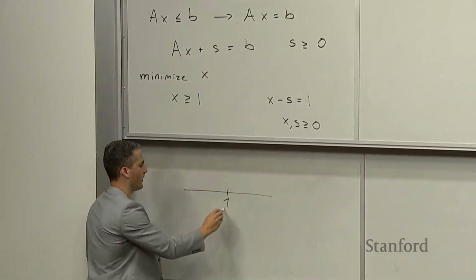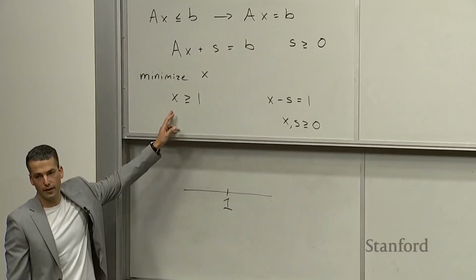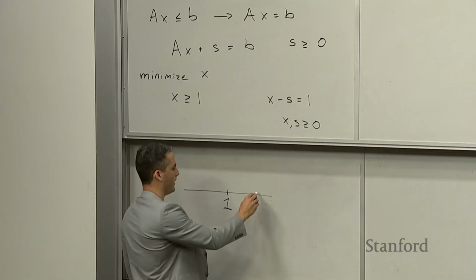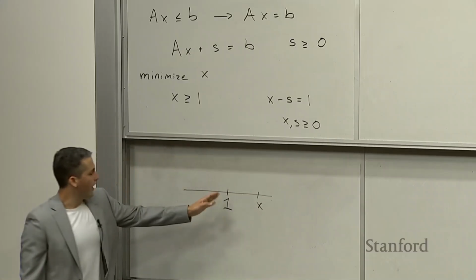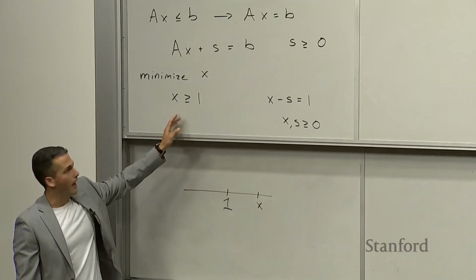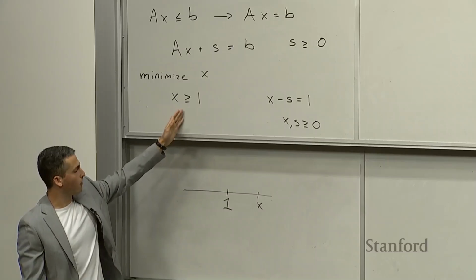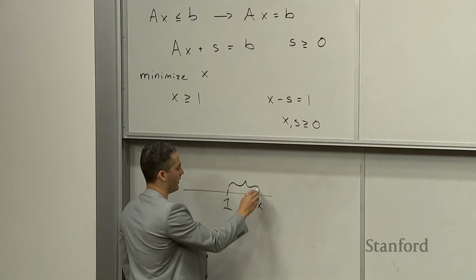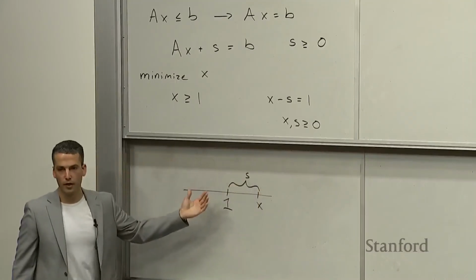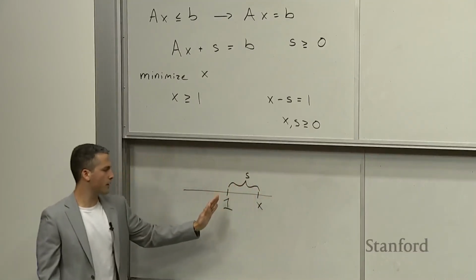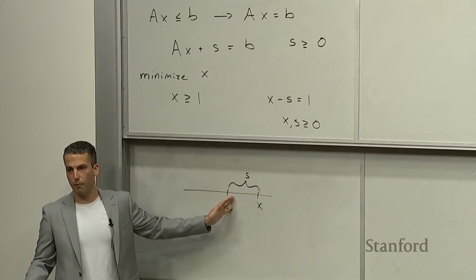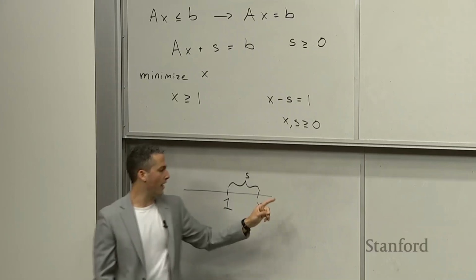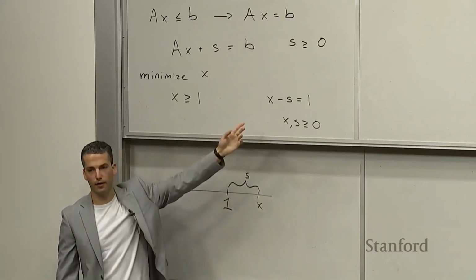If this is our 1 point, we're saying we want x greater than or equal to 1. So we want to be on this side of 1. If we have x here, then we satisfy this inequality constraint. Now we're just representing this inequality constraint in a different form. We're saying the exact same thing, but this is just our s variable now. However far or however close x is to 1, we're still representing that same inequality, just now in a hard equality form by subtracting s. That's why we have a negative sign.